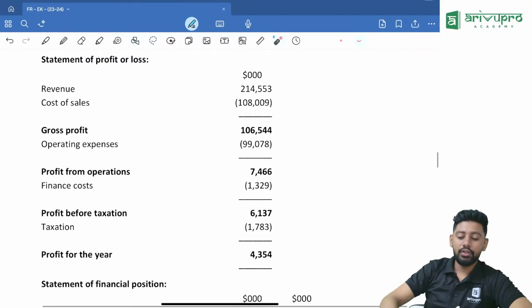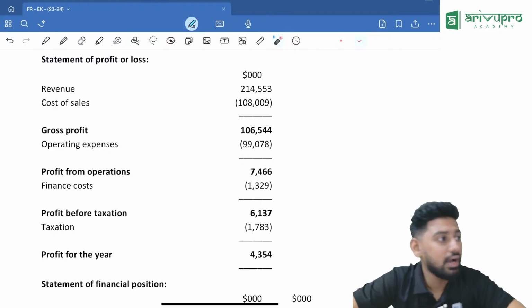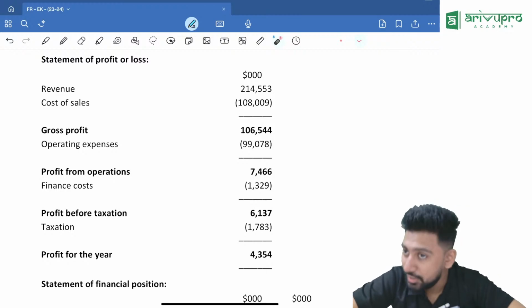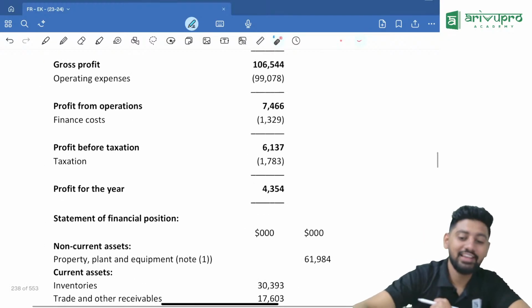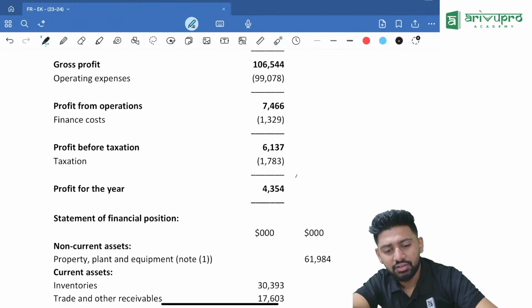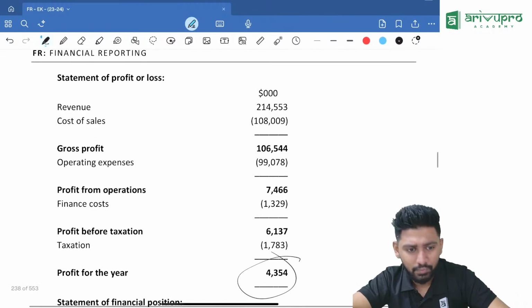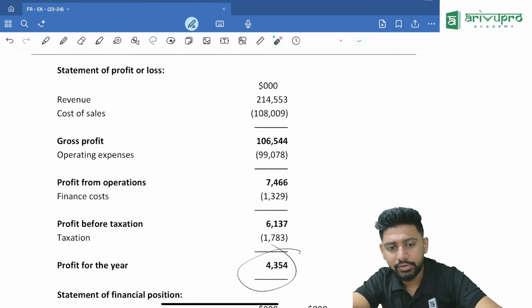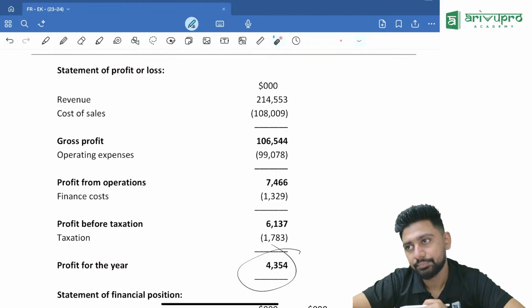Superb. Going further, my revenue is 214553, and my cost of sales is 108009. We are a manufacturing entity. We manufacture. Then gross profit, operating expenses, profit from operations, finance cost, profit before tax, taxation, and we have a profit. But one thing I can see here when you look at this statement: what could it be?